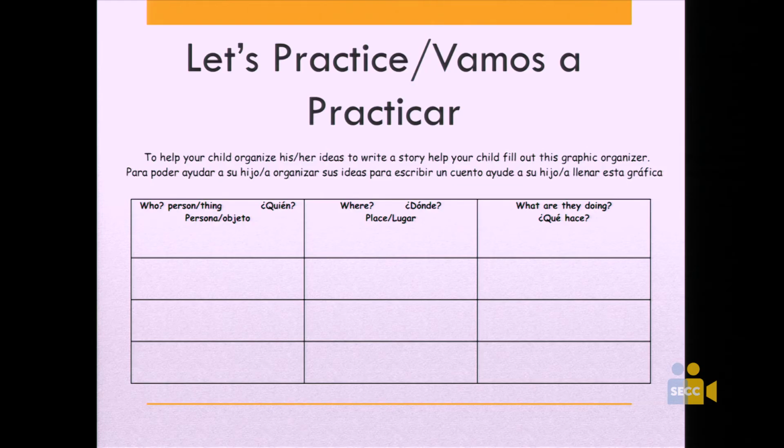The last part right here would be, well, what are you doing there? So if they say, oh, I'm with my friend Jasmine, we're at Chuck E. Cheese, well, what are you doing? Well, we're eating pizza. Or we're playing a game. So the more specific you are, the more writing they'll get.